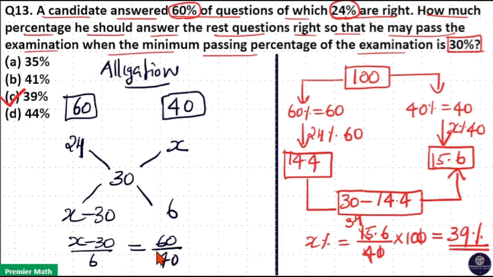Now, 20 goes 3 times in 60, 20 goes 2 times in 40. 2 goes 3 times in 6. Now X minus 30 is equal to 3 into 3, 9. So X is equal to 30 plus 9, 39. So option C, 39% is the answer. So if you have difficulty in doing the first method, do the allegation method.